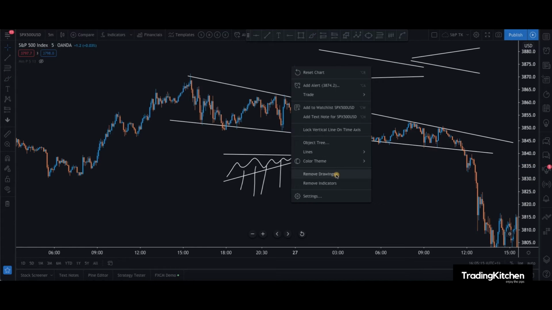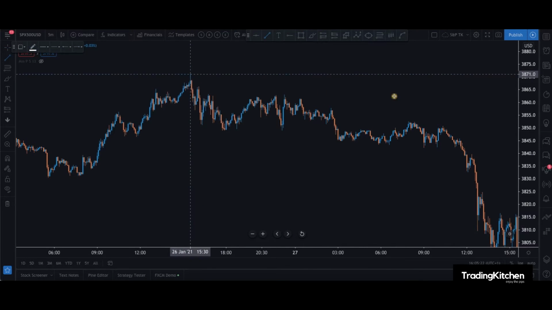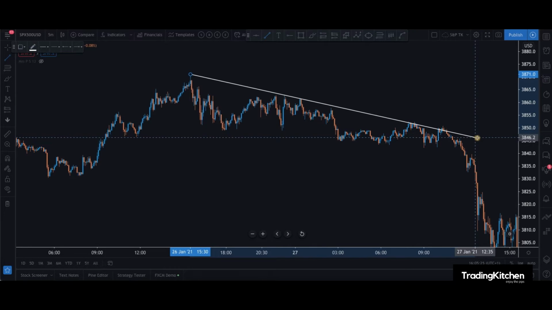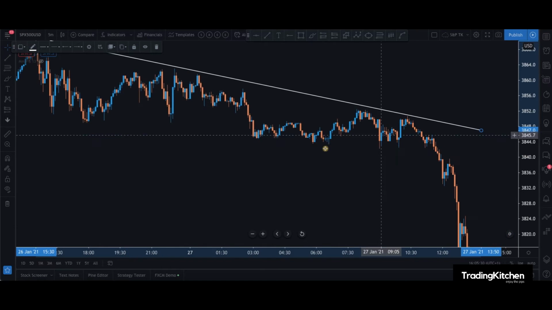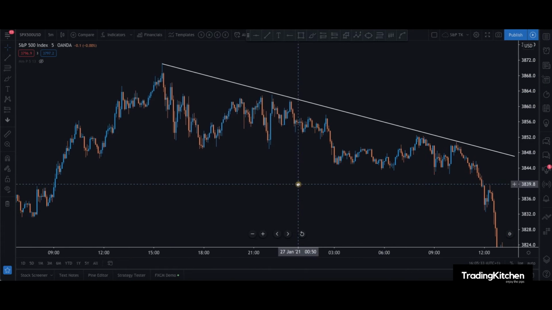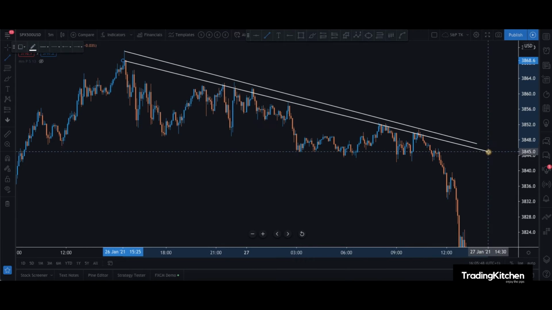Another thing I want to show you is how to draw the trend line, because most traders do this one. They are very careful to touch the higher highs, but it is not the correct way to draw a trend line, because the trend line is this one.